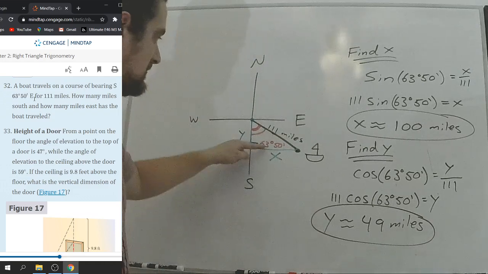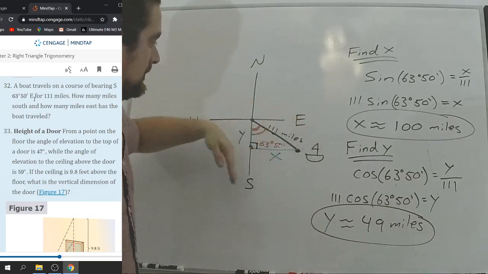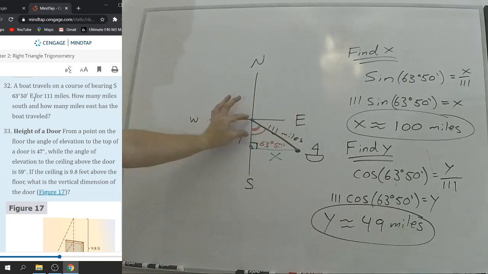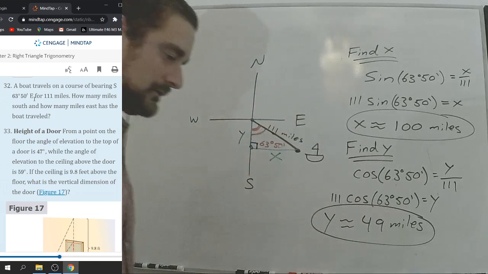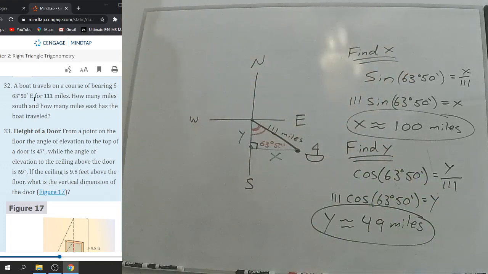So again, that 63 degrees, maybe I could even exaggerate that a little further, because it's more than 45 degrees by quite a bit. So yeah, that distance traveled south should be a little smaller, definitely, than the distance traveled east. That should be a larger quantity.